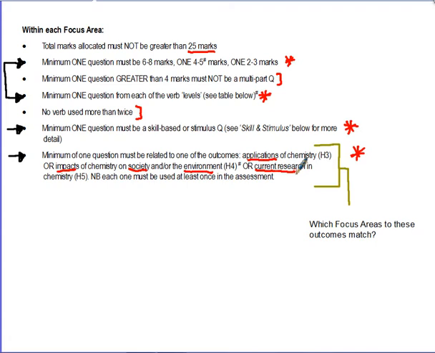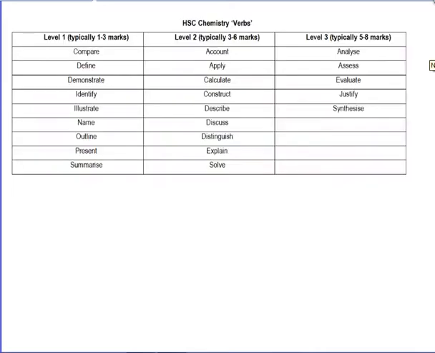The first thing I want to talk about is the verbs. You've got to write one question 6 to 8 marks, one question 4 to 5 marks, and one question 2 to 3 marks. And you've got to have a question from each of the verb levels, and they pretty much go together, and you can make your life a lot easier if you follow the table which was given to you in the assessment notice.